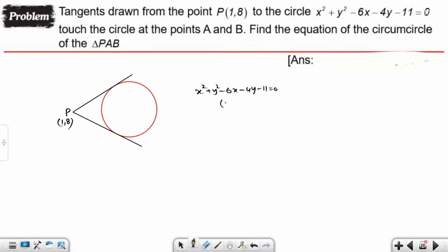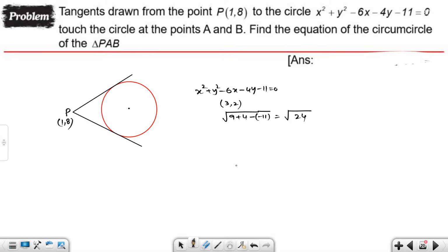Now what is its center? Its center is (3, 2). And what is its radius? Its radius is root of 9 plus 4 minus of minus 11. So that gives us 24. It's root 24. Is it clear to all? So I know the center of this circle and I know the radius of this circle.